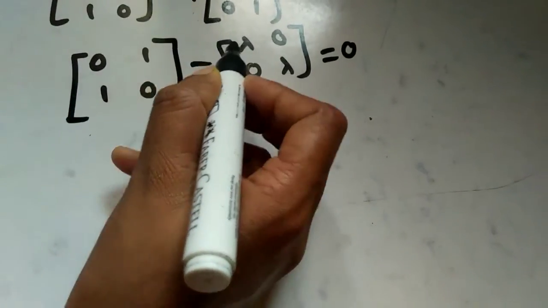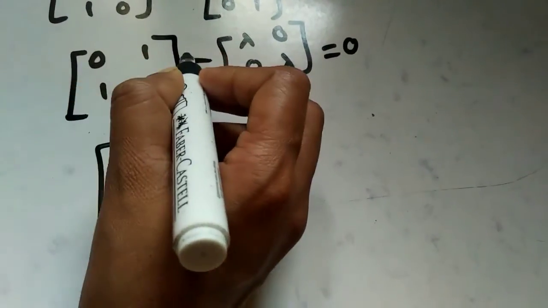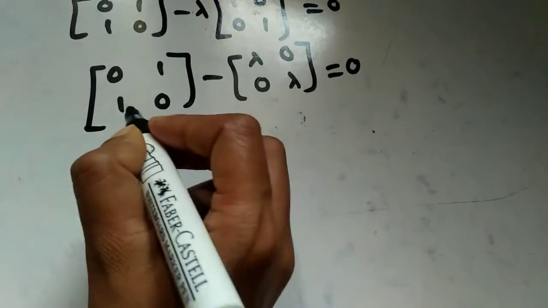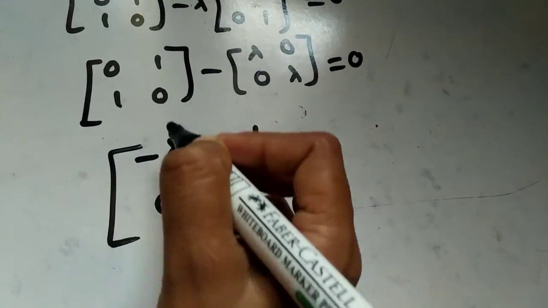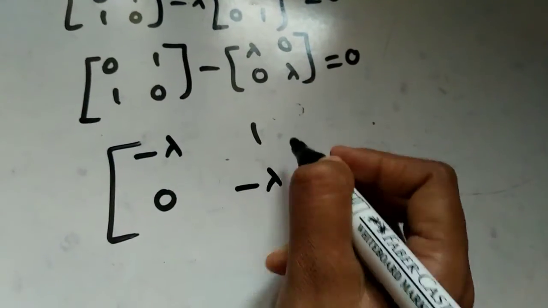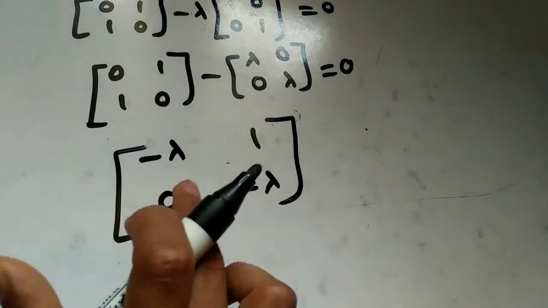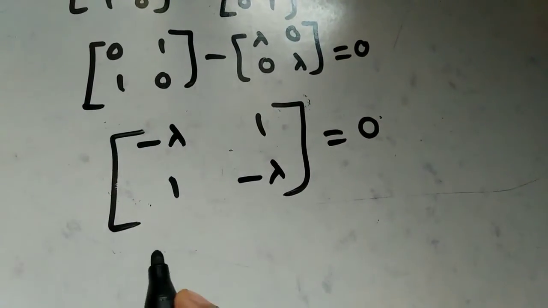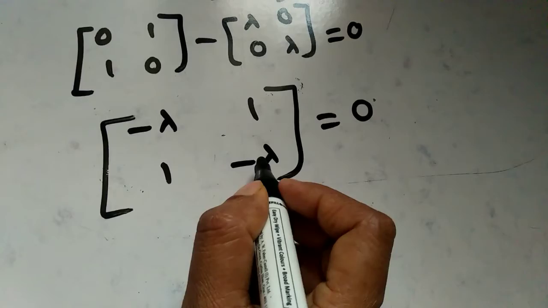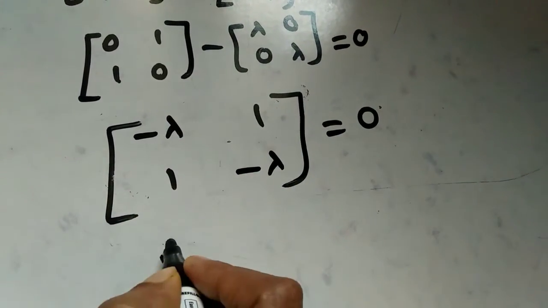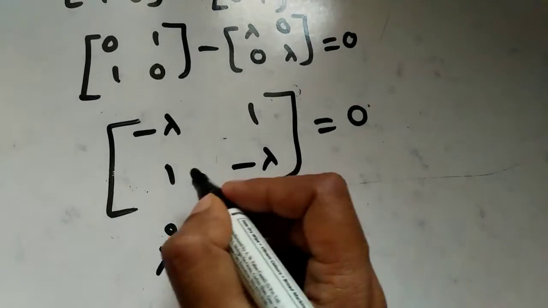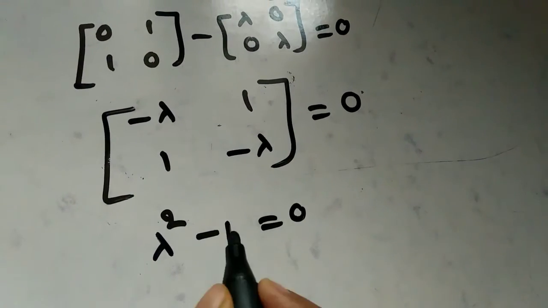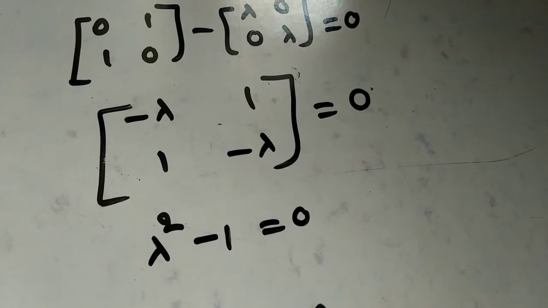So the matrix is minus lambda, 1, 1, minus lambda, which is equal to 0. Now you have to find the determinant. Minus lambda into minus lambda is lambda square, and minus 1 into 1 gives you minus 1, which is equal to 0.